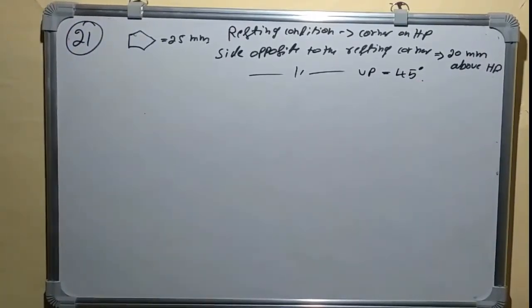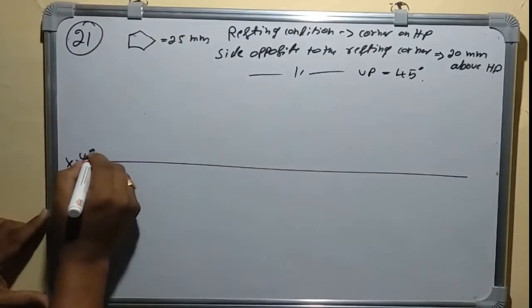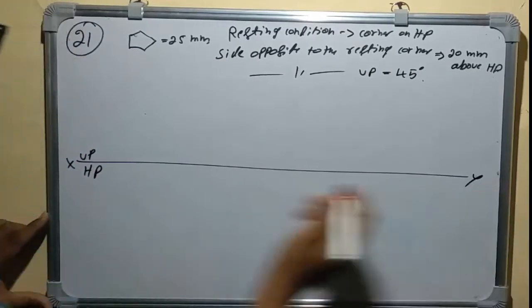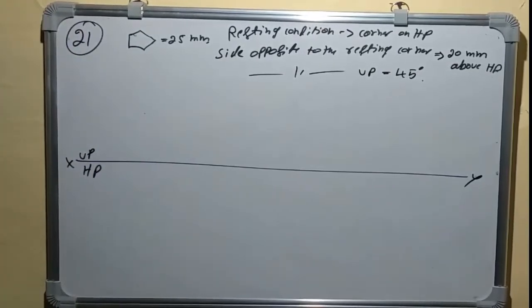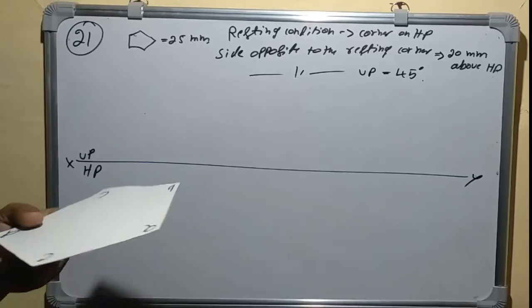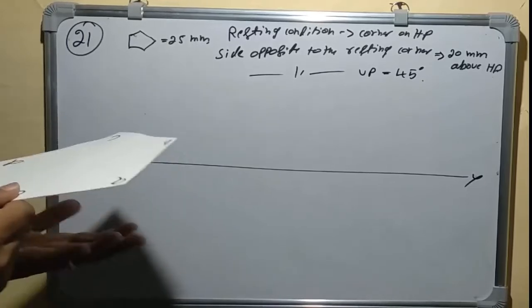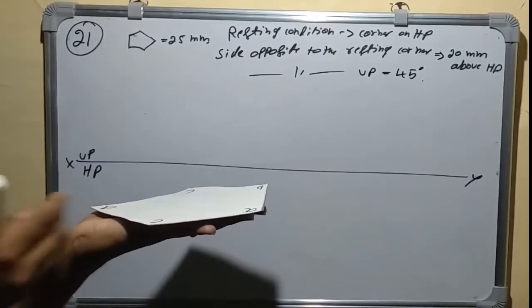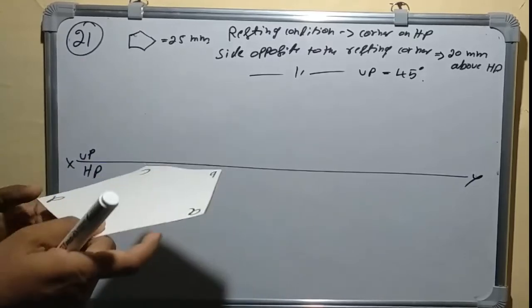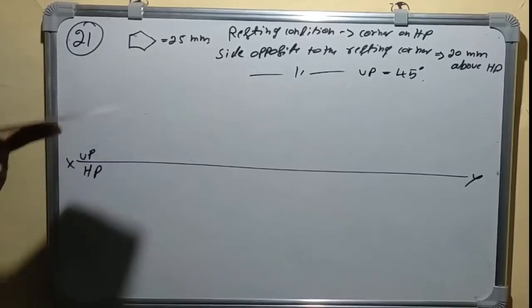Now we will discuss the problem. As usual we have to take the first quadrant, so the VP will be above the XY line and below the XY line we get the HP. Before going to the problem, we will discuss the same thing with the plane. Here we have a pentagonal plane of side 25, resting on HP. As usual, the resting condition is on the corner, so we keep the corner on the left side. The top view looks like an exact pentagon, and the front view looks like a straight line.